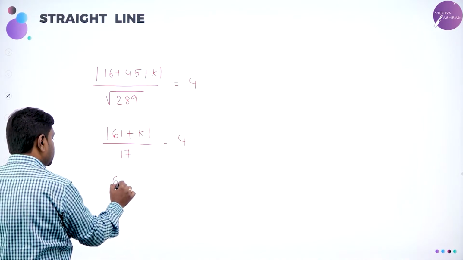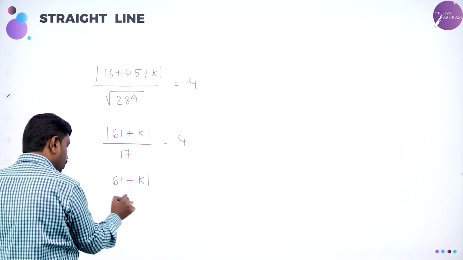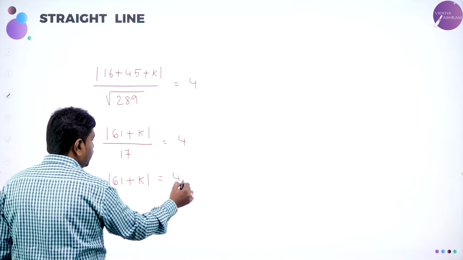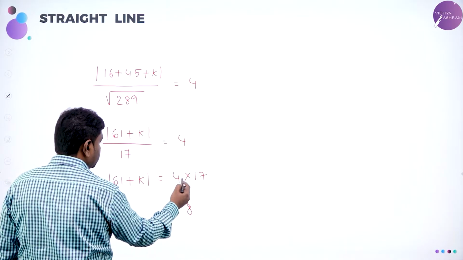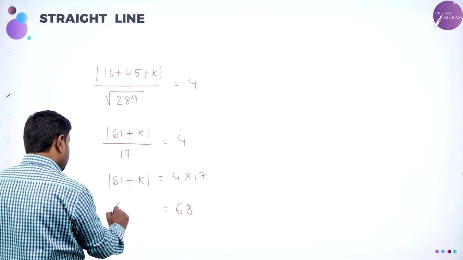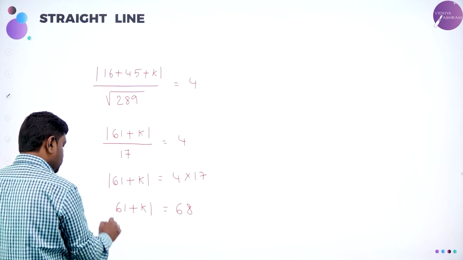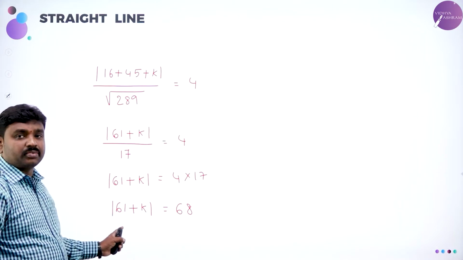Transfer 17 to that side. 61 plus K under modulus is equal to 4 into 17. 17 4s are 68. So 61 plus K modulus, you'll get 68. From here it is important.